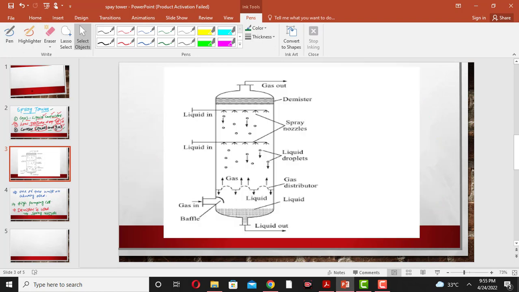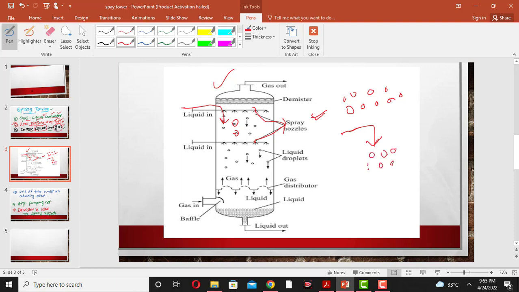So this is a spray tower. The liquid is coming from the top. This is the liquid droplet. This is the spray nozzle. The spray nozzle is used to produce small droplets of liquid from the liquid solution. The spray nozzle converts the liquid into small liquid droplets to increase the mass transfer rate inside the spray tower.